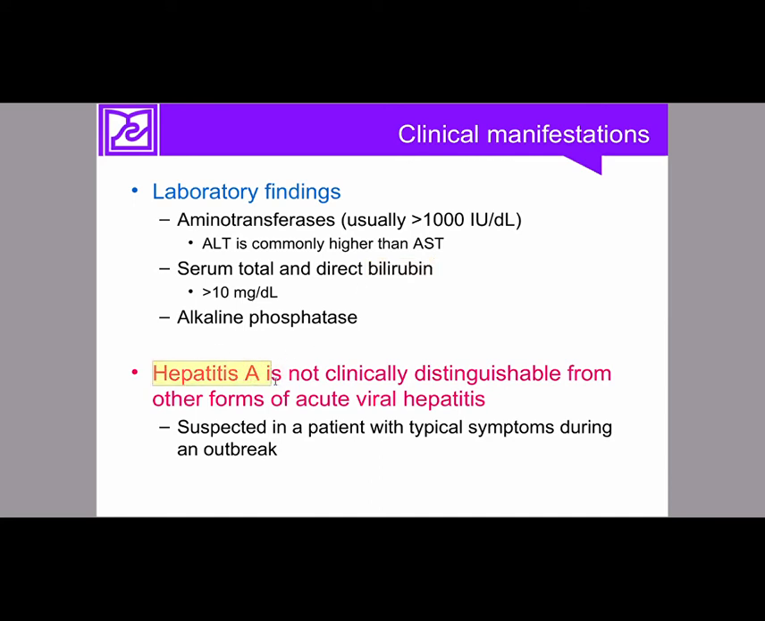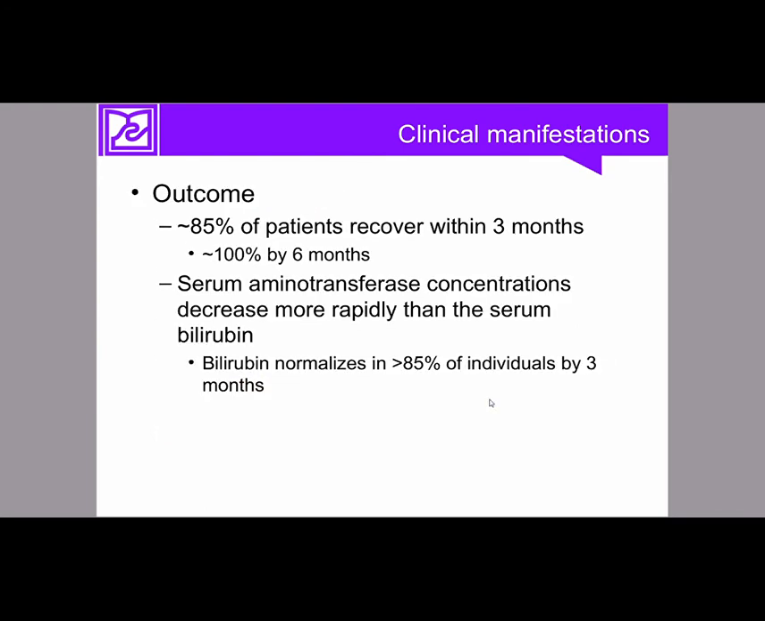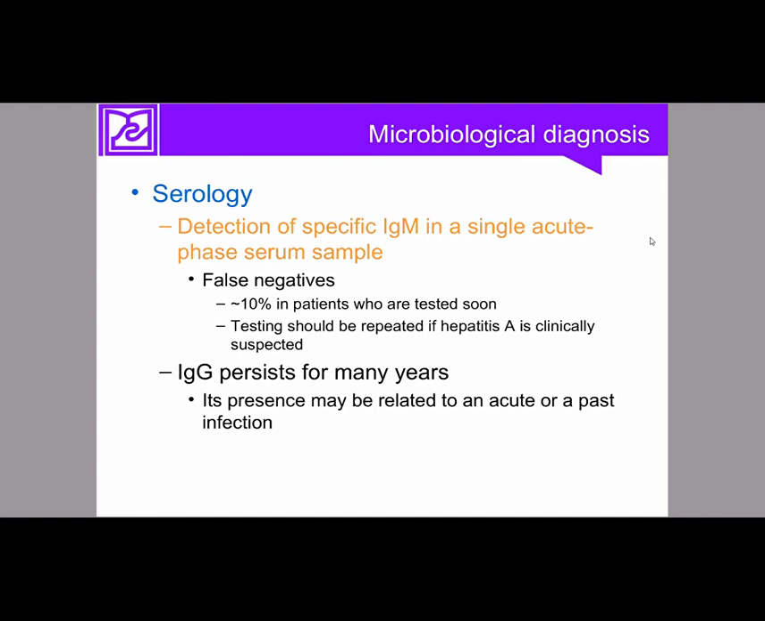Hepatitis A cannot be differentiated from other forms of acute hepatitis. It's the same. The outcome is very good. Most patients recover in very few months. So look, the diagnosis of hepatitis A virus is made at the laboratory of microbiology by serology, detecting antibodies, IgM or IgG.